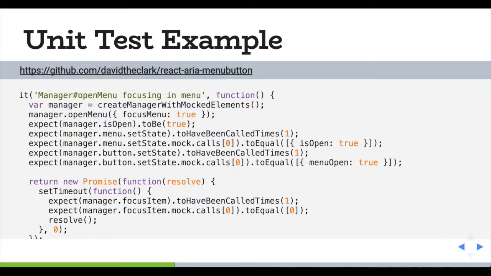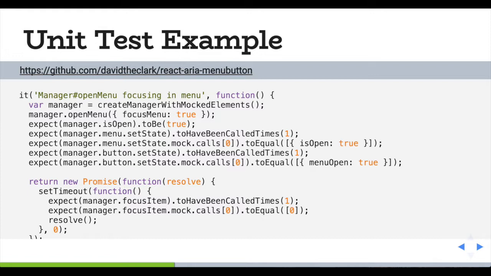Here's an example of a unit test. I took this from David Clark. He has put out some really great React components. And he's got this menu button that you can find on GitHub. It's the React ARIA menu button. And he's got a unit test that tests his focus manager. The way that he set up his test was actually to test that his focus manager had been called, because that gets triggered by the user's keyboard focus going through a page.